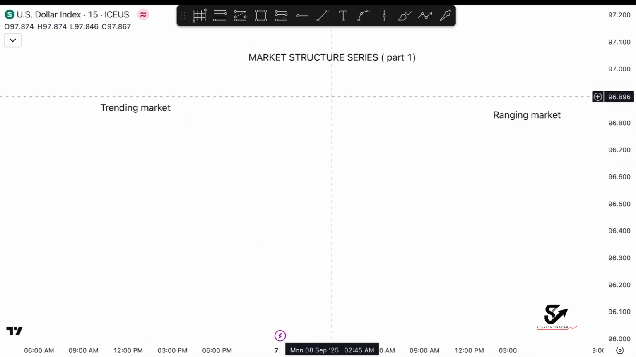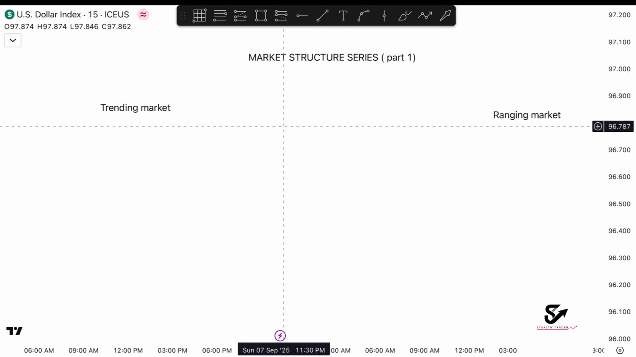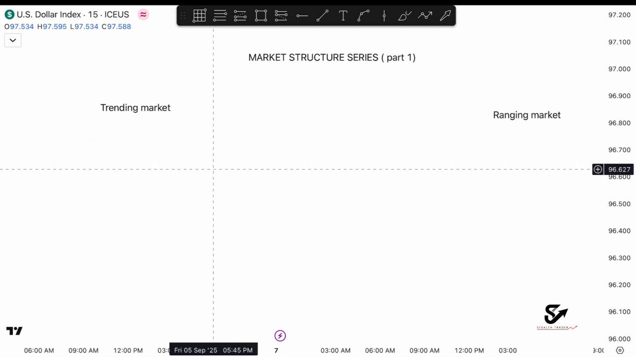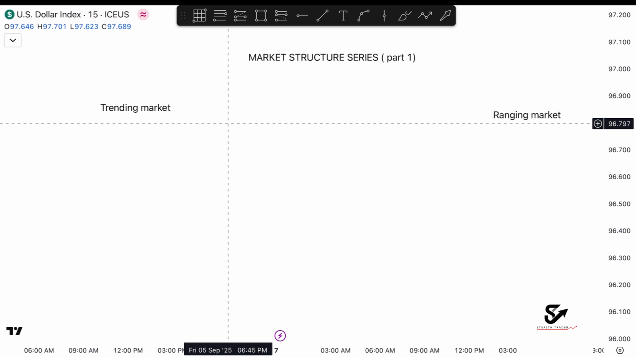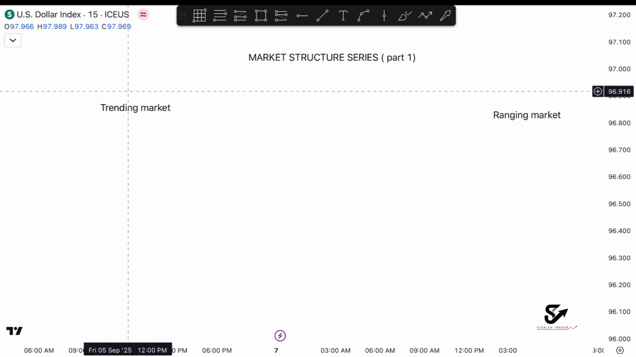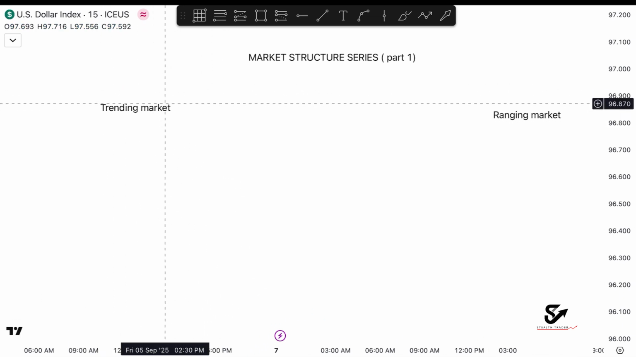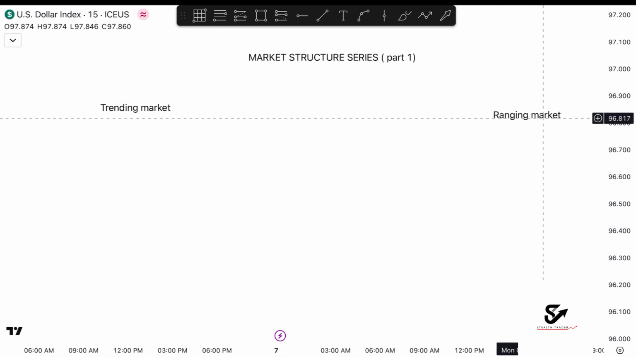So what exactly do we understand by market structure? Market structure is just the framework of how price moves in the market. It is the pattern price creates when it moves upwards, downwards, or sideways. And we have two types of market structure. The first one is the trending market, and the second one is the ranging market.